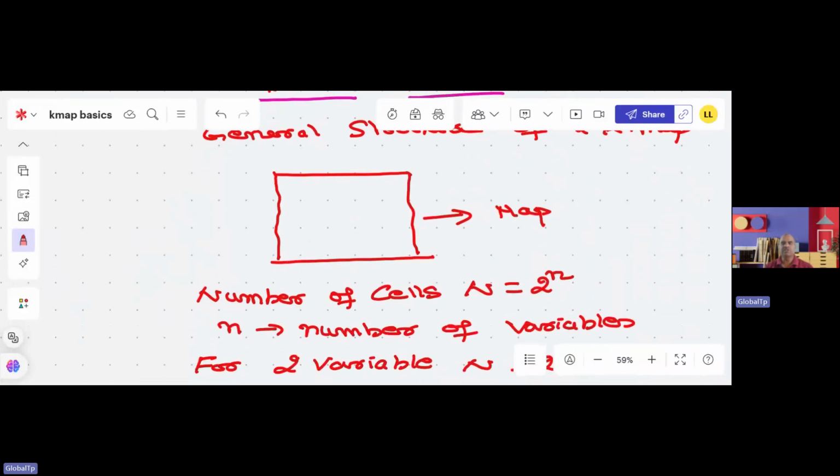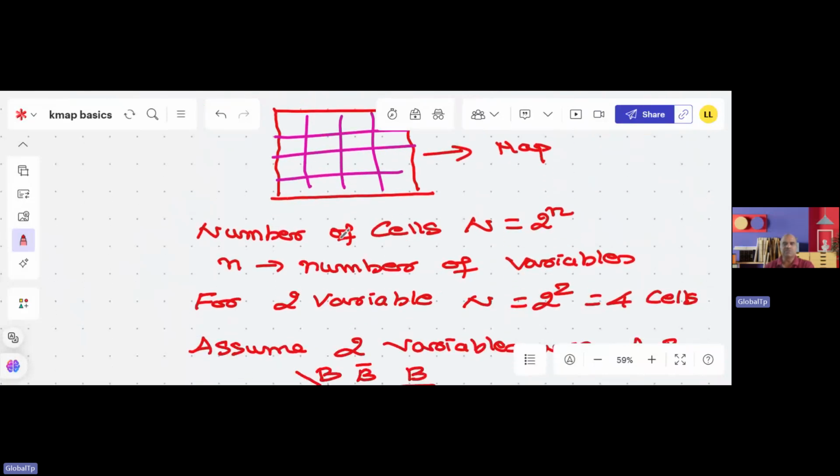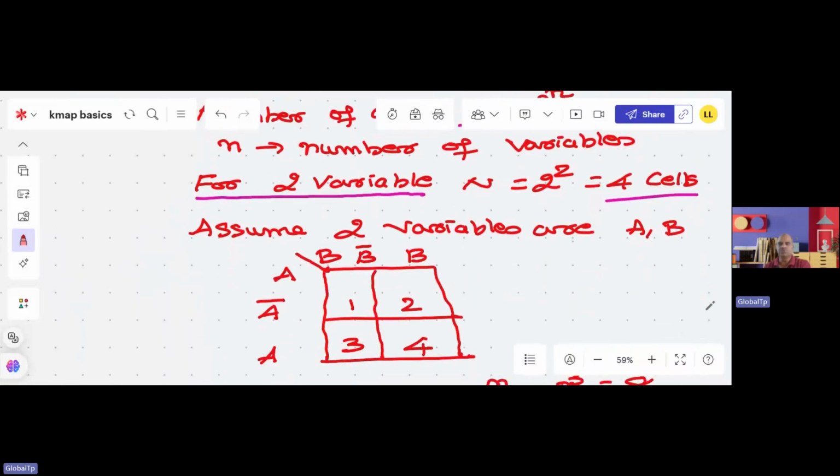Now we have to form cells here. Map means we can form some cells like this. So like this we need to form some cells. It depends on the number of variables. There is a formula: capital N is equal to 2 power n, where small n is the number of variables. So if I am using 2 variables, how many cells do I have to use? 4 cells. So assume the 2 variables are A and B. As we discussed, there should be 4 cells in the map.